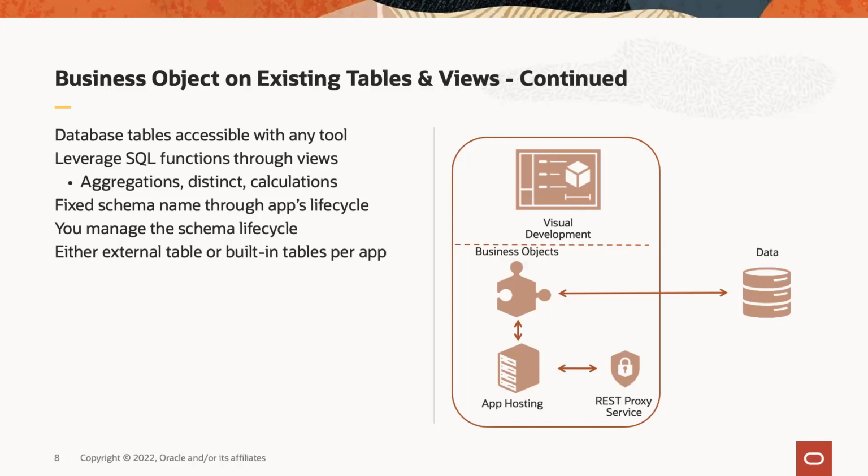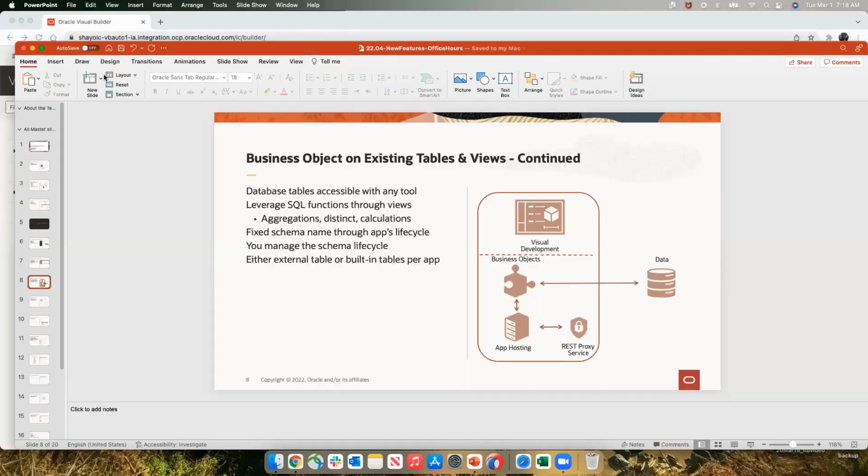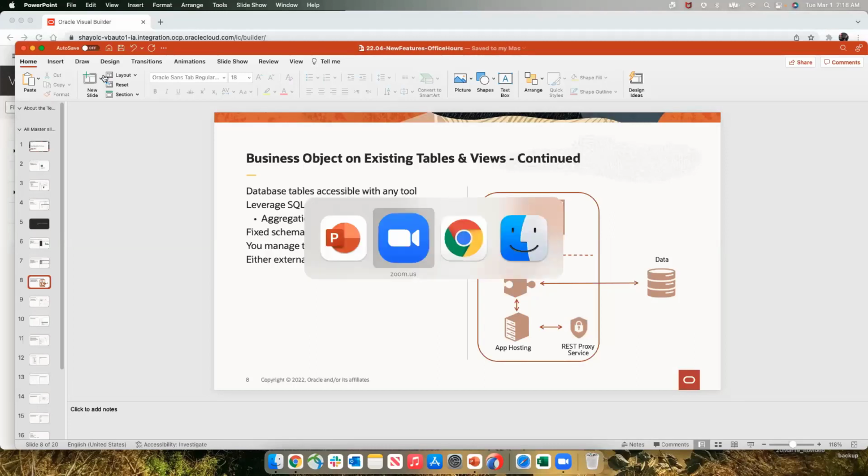Okay. So again, just the key thing to remember, you're either using external tables or the built-in tables that pair up in Visual Builder, but in a single instance, you can mix and match. Some applications would use external tables, some of them would use internal tables. Okay. So let's break from the slides for a second here, and let's see a demo of those capabilities.